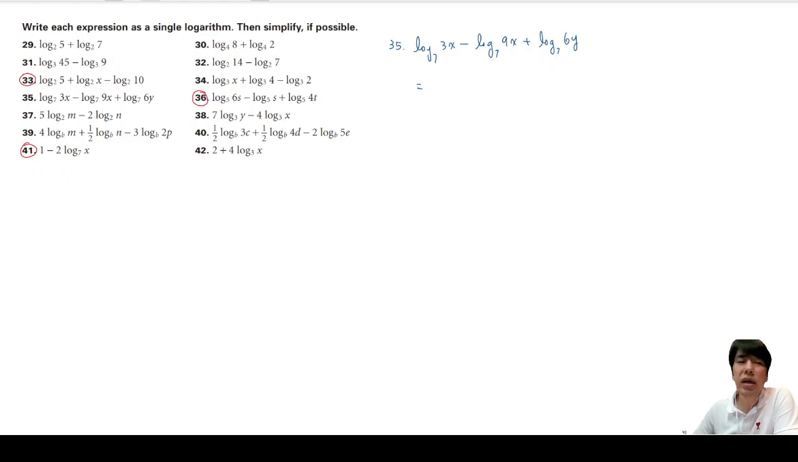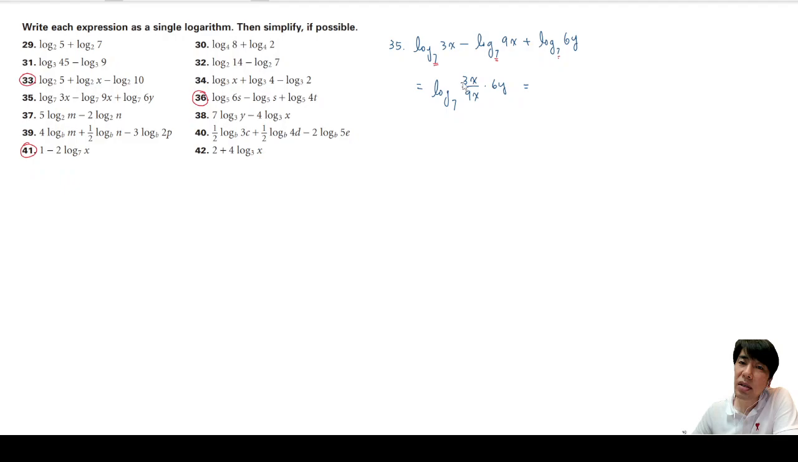So they got the same base here, base 7, base 7, base 7. So you can combine those 3 logs into a single log with base 7. Okay, first of all, this is minus, so you take 3x and then subtract it by 9x. And then this is plus, so multiply 6y to this one. Now you can simplify this.